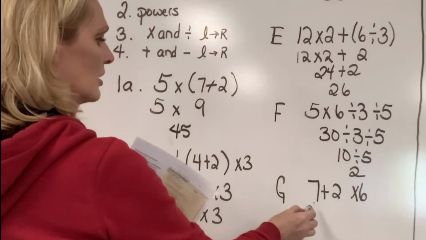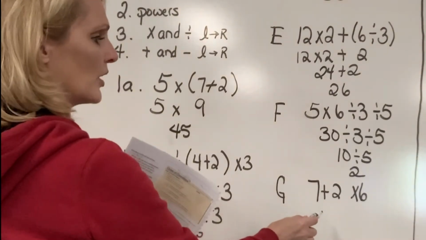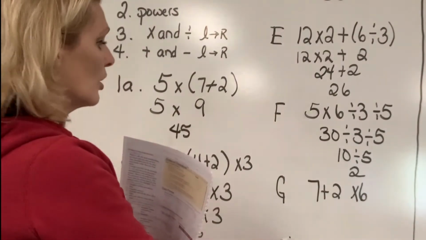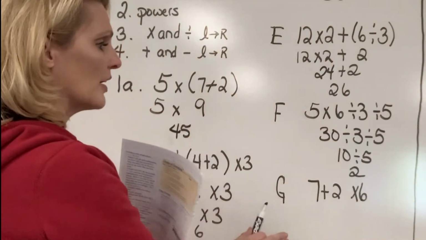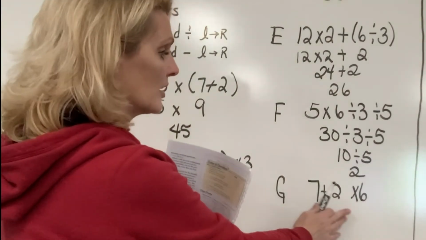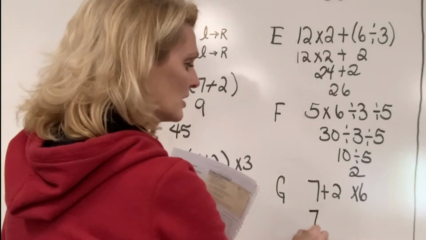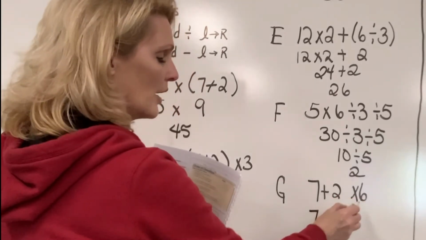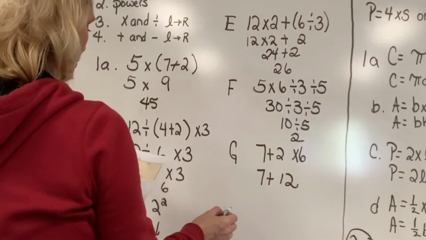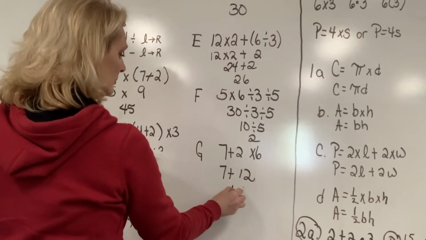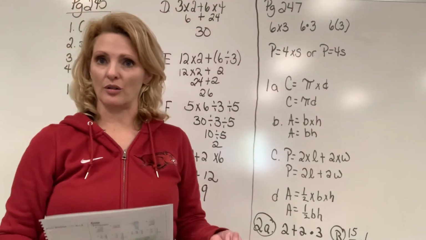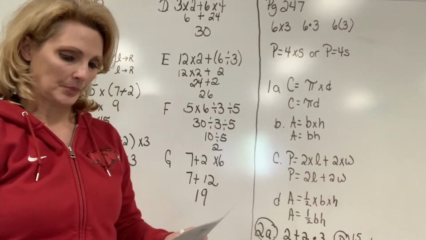Then this G, work with parentheses. We don't have parentheses. We don't have powers. Okay? So then we say multiply from left to right. So the very first one is addition. That's not multiplying, dividing. So we'll say 7 plus, say 2 times 6 is 12. And then 7 plus 12 is 19. Okay? So I'll let you work H on your own, and we'll check that later.